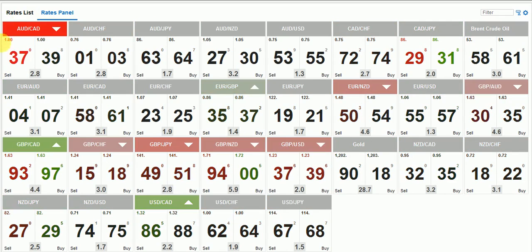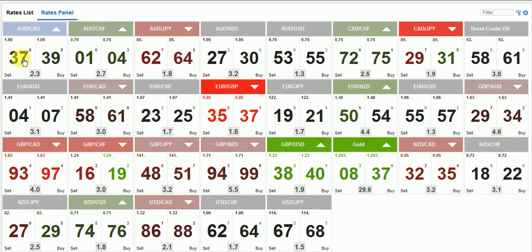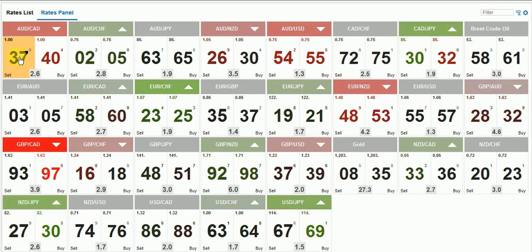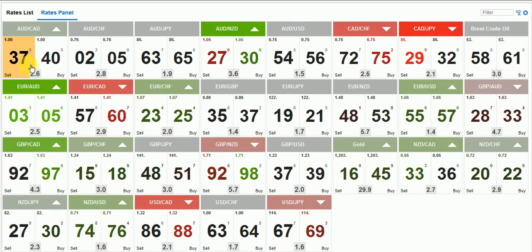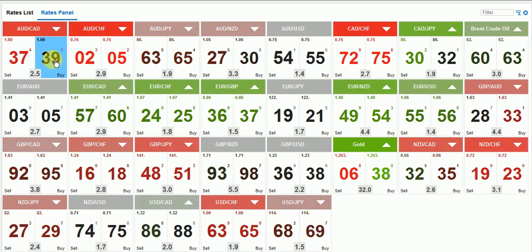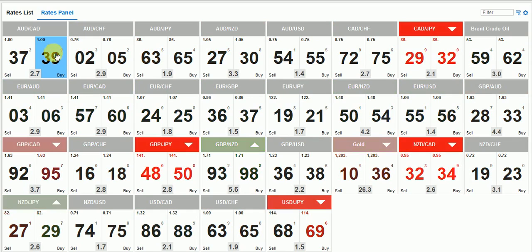Up in this top corner here we've got the Australian dollar, the Canadian dollar. The number to the left hand side underneath the particular heading relates to the sell price. So if I wanted to sell this particular currency pair, that is the price that I would be getting at that moment in time. If I wanted to buy it, it would be the figure on the right hand side at that moment in time.